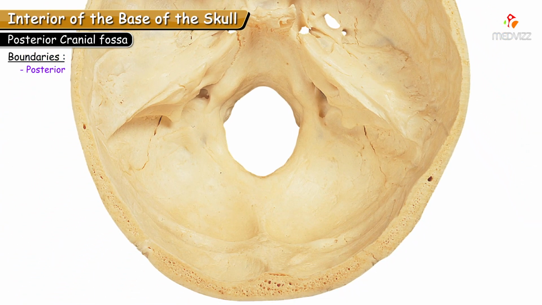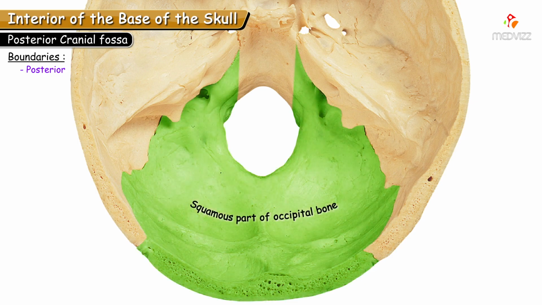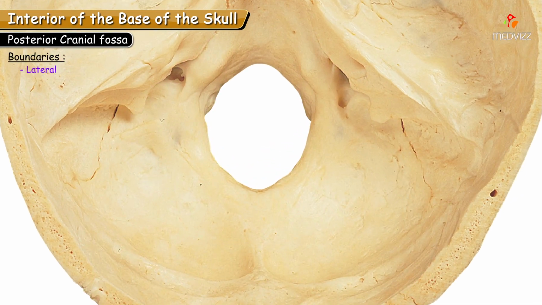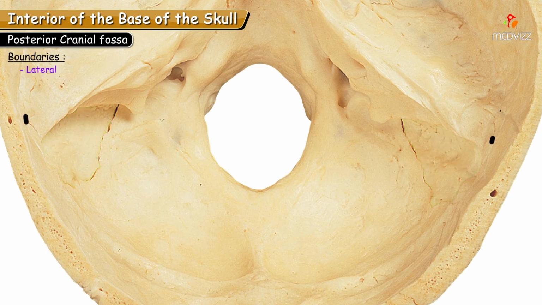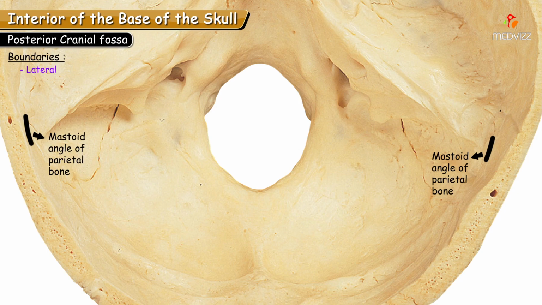Posteriorly, the posterior cranial fossa is limited by the squamous part of the occipital bone, that is the thin plate of the occipital bone. Laterally, we can see the mastoid process of the temporal bone and the mastoid angle of the parietal bone, where the parietal articulates with the mastoid part of the temporal bone.